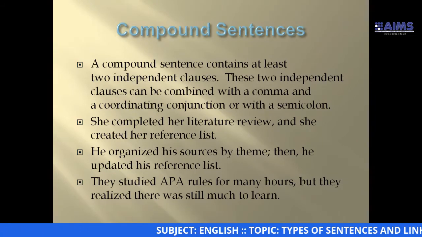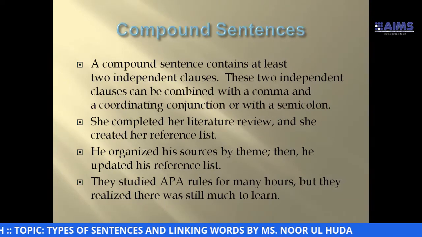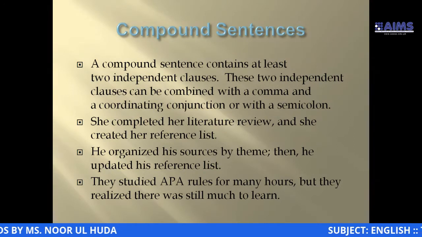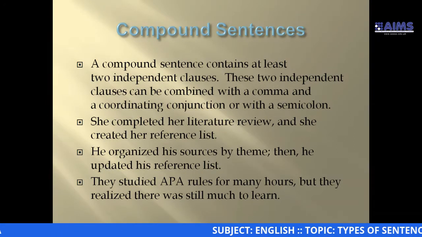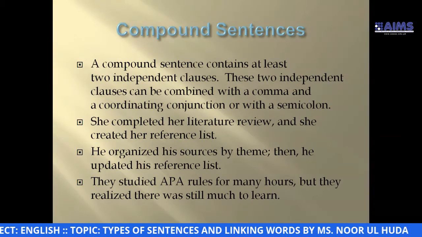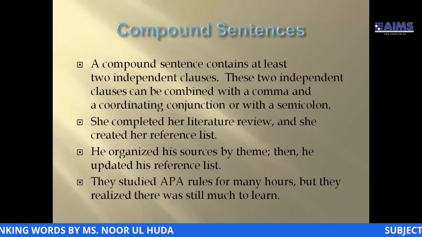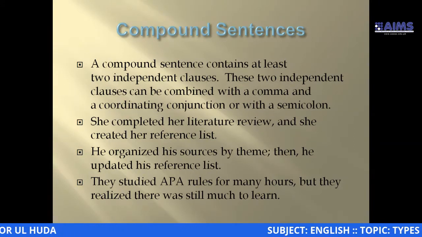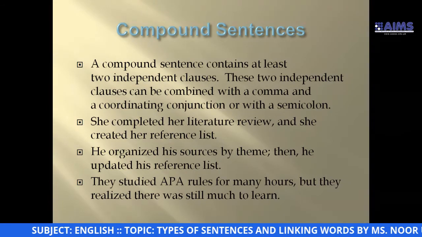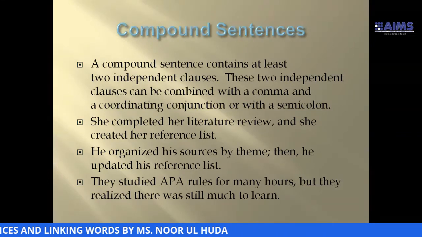They studied AP rules for many hours, but they realized there was still much to learn. So we have included "but" here. "But" is one of the coordinating conjunctions we have used to combine two independent clauses. One thing to remember is that whenever we use a coordinating conjunction to combine two independent clauses, we always use a comma before that.